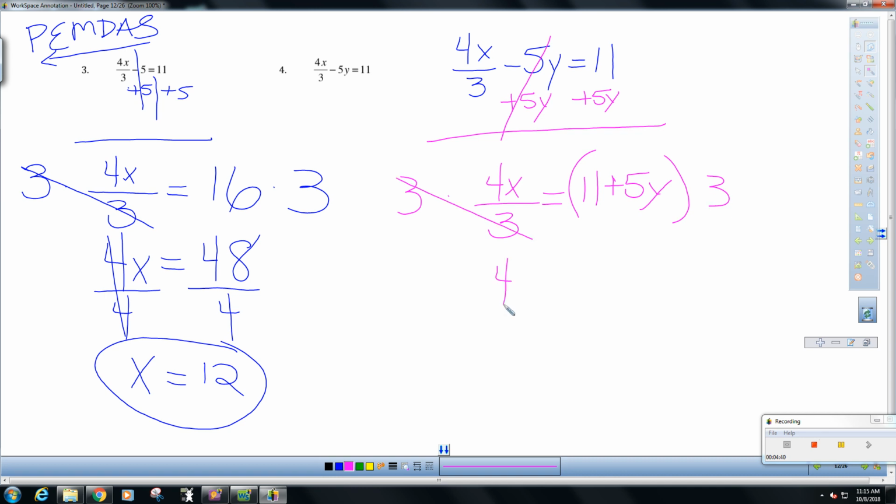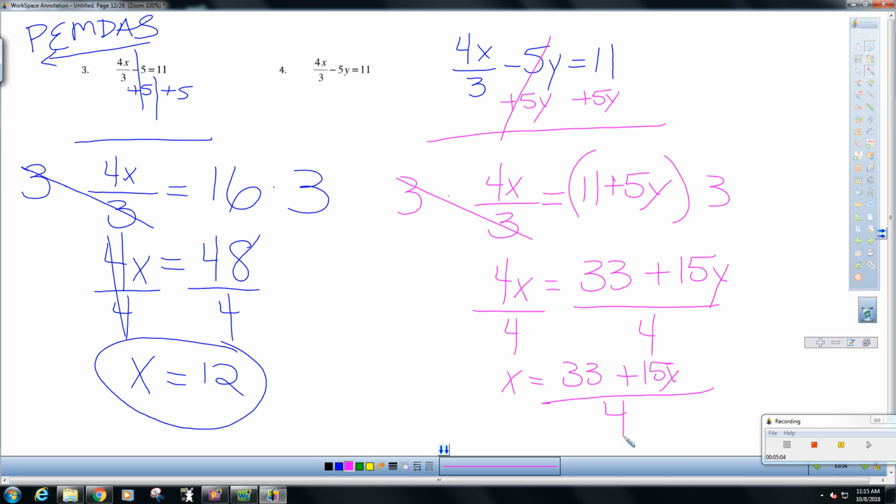You get 4x. I got to remember to distribute. 33 plus 15y. Divide each side by 4. X is 33 plus 15y divided by 4.